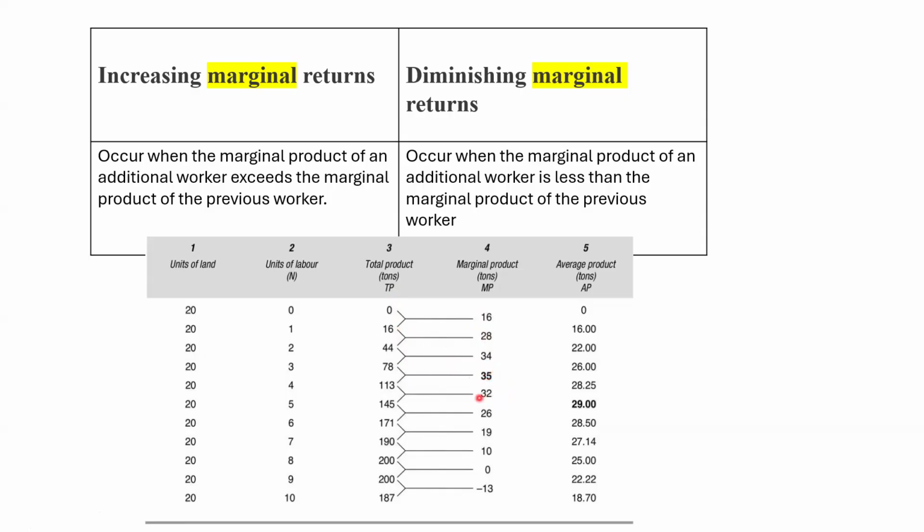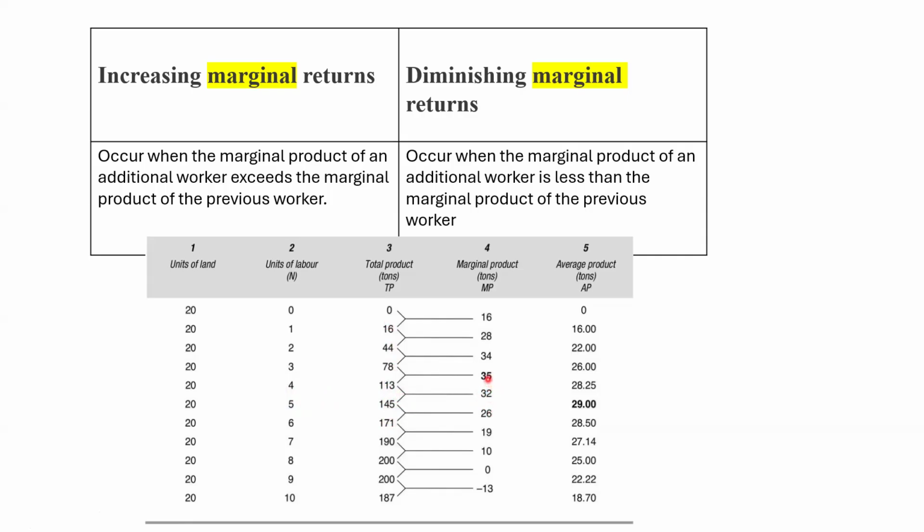So you employ another person from 4 to 5. We have 5 workers, right? The total product is 145 when you employ the 5th worker. You can see that your total product keeps on increasing. Now you have 5 workers, your total product has increased from 113 to 145. But the additional product is doing what? It is now decreasing. Can you see?